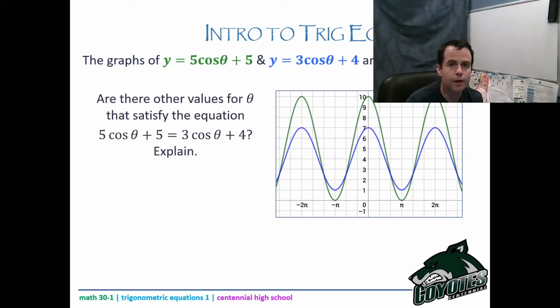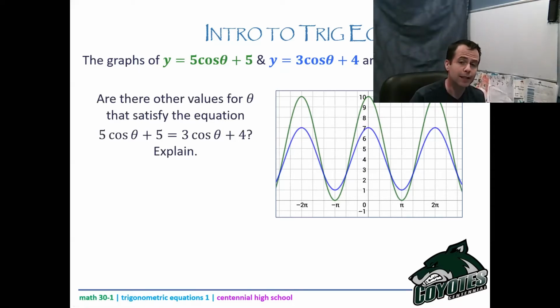Now, are there any other values for theta that satisfy the equation 5 cos theta plus 5 equals 3 cos theta plus 4? Explain. Well, actually, you saw one. You can see one right here. Hey, that's another intersection point. One over here, that's another intersection point. The fact that I've given you a few periods here is kind of our hint to say, hey, don't forget, these intersection points are going to happen at regular intervals for all of infinity. So there's actually an infinite amount of answers to this question.